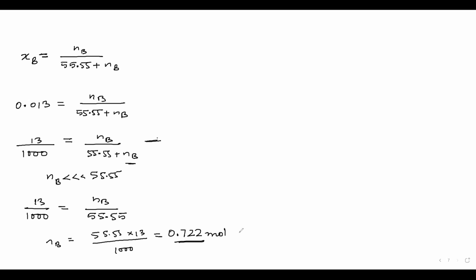So if I want to convert this into millimoles, what I have to do? Multiply with 10 raised to 3. Yes, multiply with 10 raised to 3. So this will be equal to 722 millimoles. Okay. Now done. So can I move to the next slide? Yes, sir. Okay, fine.